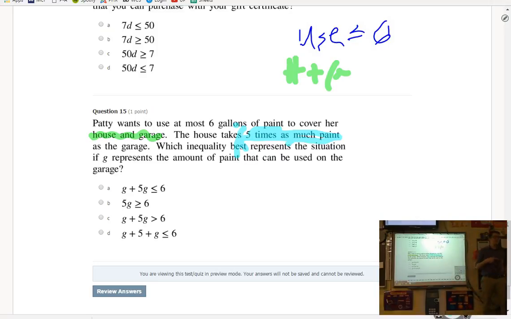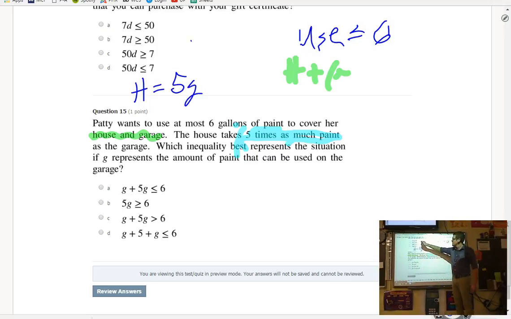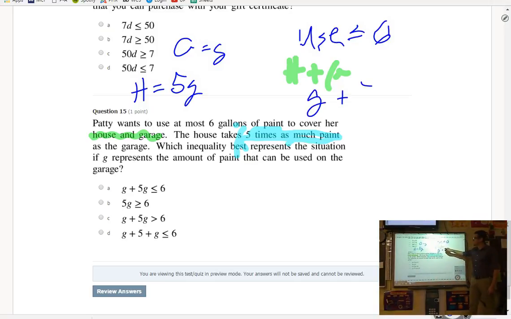So, if we know that the house is 5 times as much as the garage, I could say house is 5G. And garage, they told me, takes G. So how I use my paint is the G for the garage and the 5G for the house. That's got to be less than or equal to my 6. So we really have the garage and the house have to use less than or equal to the 6. So it would be A.